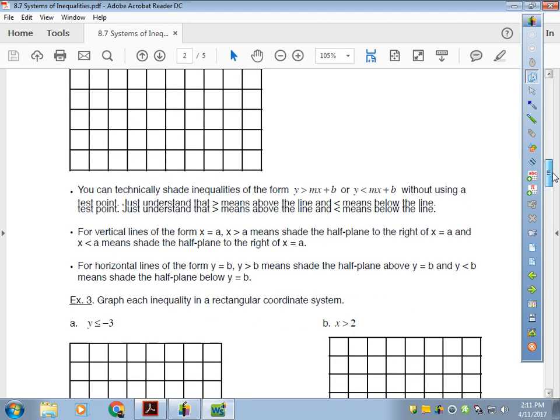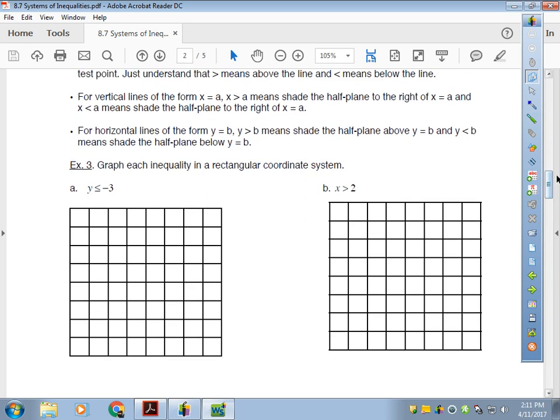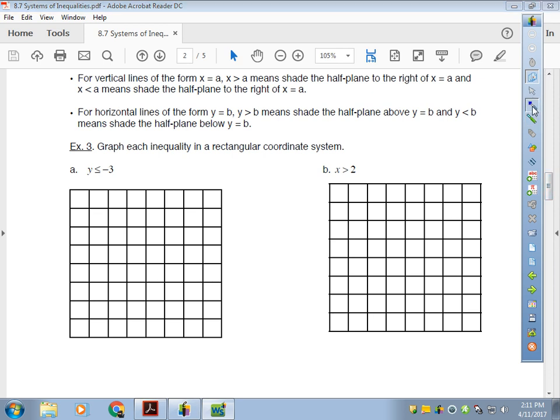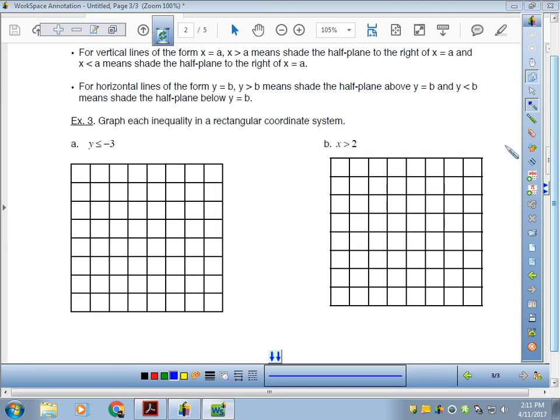Now, the same thing also works with horizontal and vertical lines. If you have a vertical line, x equals a, then x greater than a means shade to the right of that line, and x less than a means shade to the left of that line. If you have a horizontal line, y equals b, y greater than b means you shade above that line, and y less than b means you shade below that line.